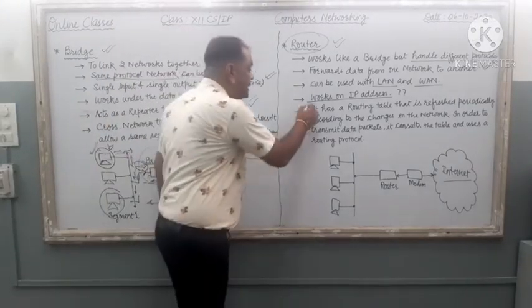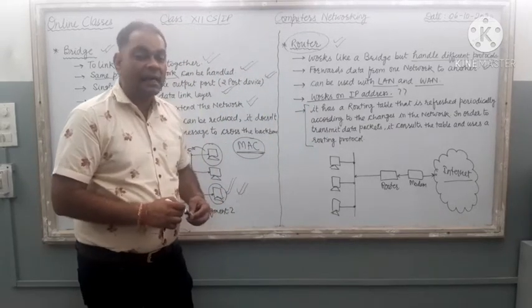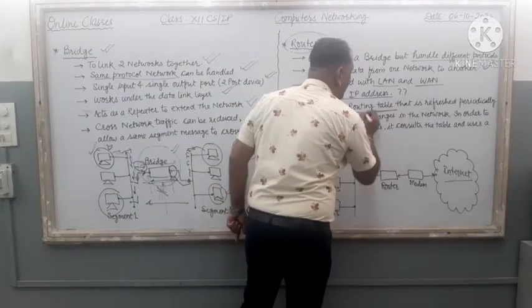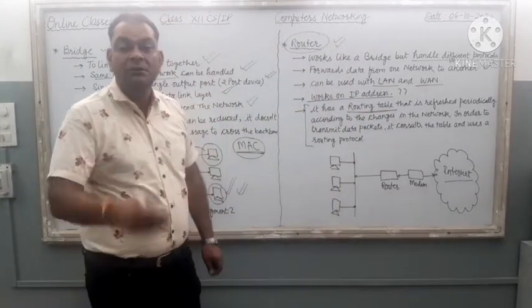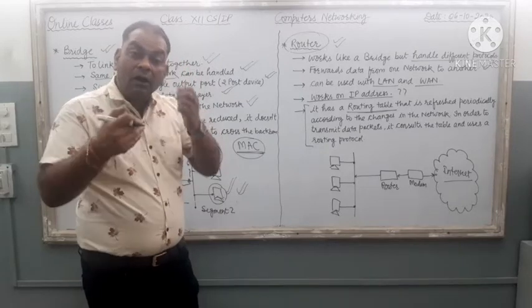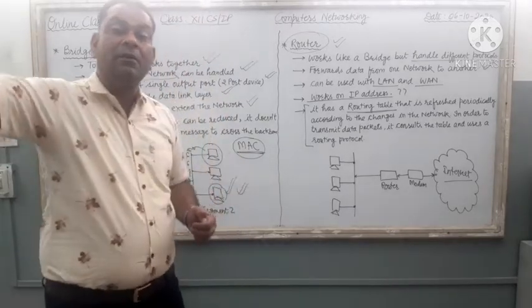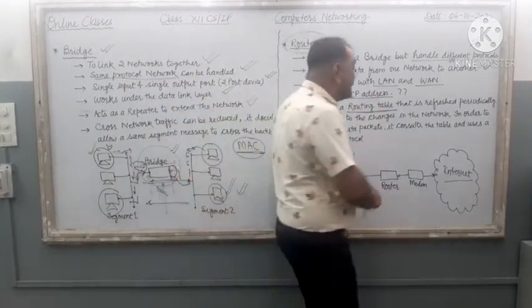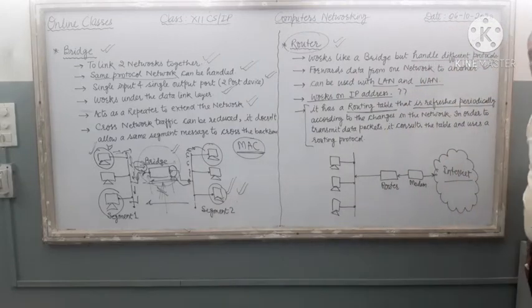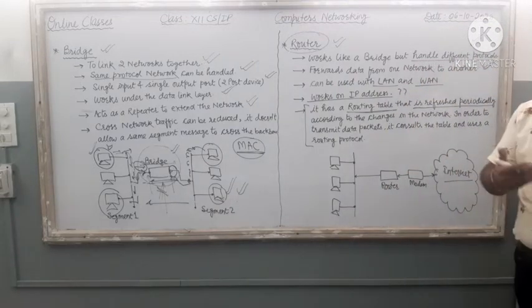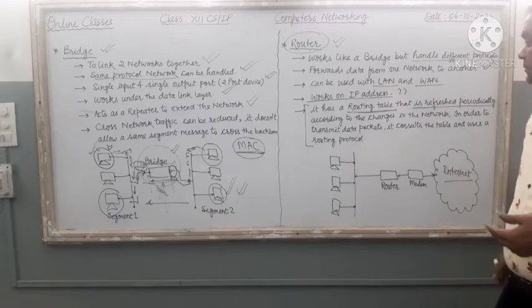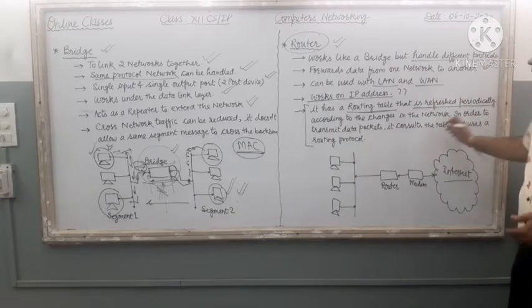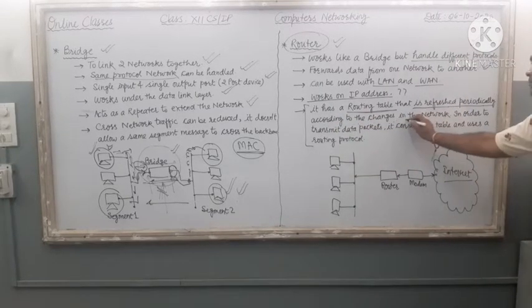Now the special thing that is there with this router, just check it out. What is this one? It has a routing table, the very important thing. Here also you can find some questions. What is a routing table? Or, a routing table is installed in which particular networking device, right? It has a routing table that is refreshed periodically, right? Automatically the routing table is refreshed by the router, periodically, according to the changes in the network, right?